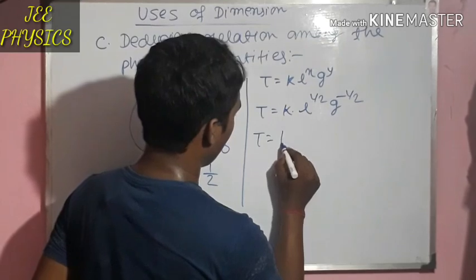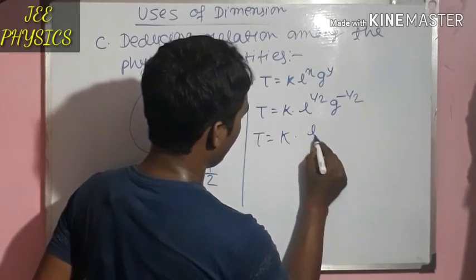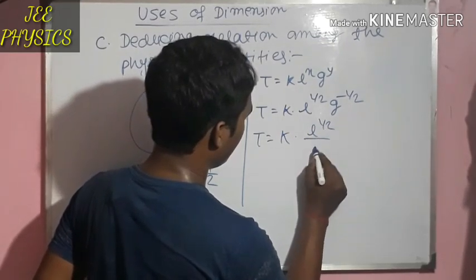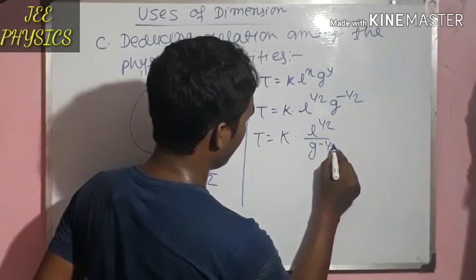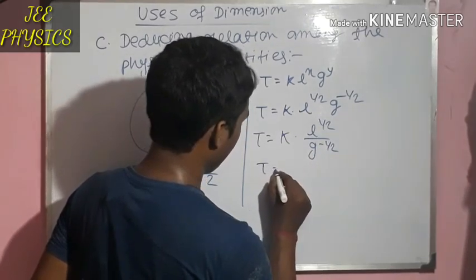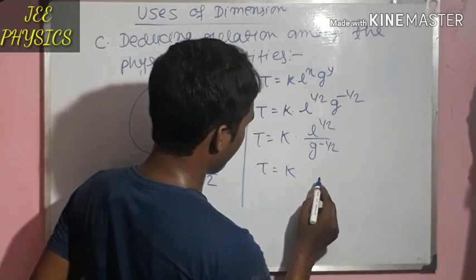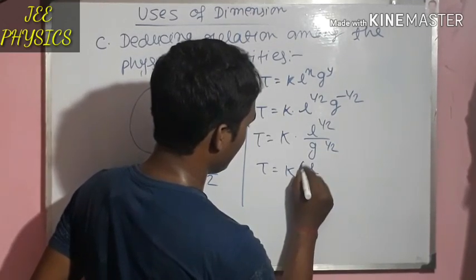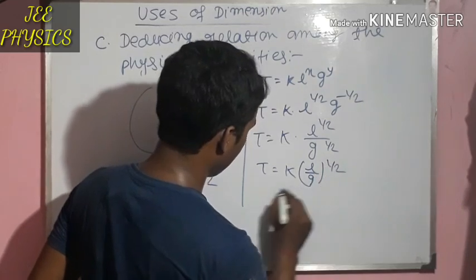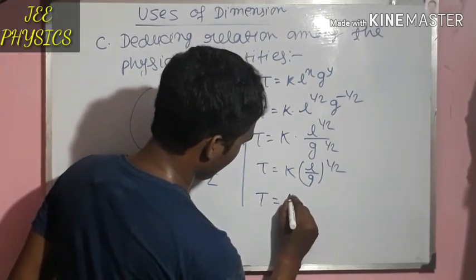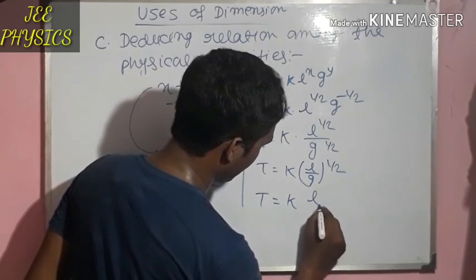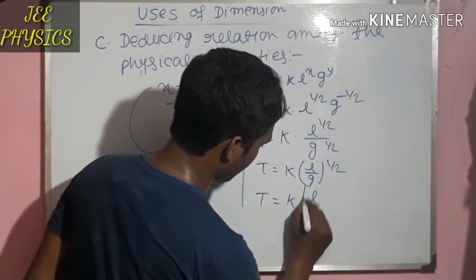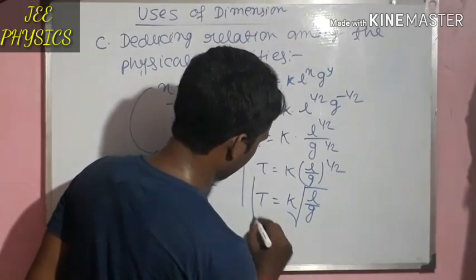Therefore t is equal to k into L to the power half by g to the power minus half, or t is equal to k times (L by g) whole to the power half. Therefore, T is equal to some constant K times root of L by g.